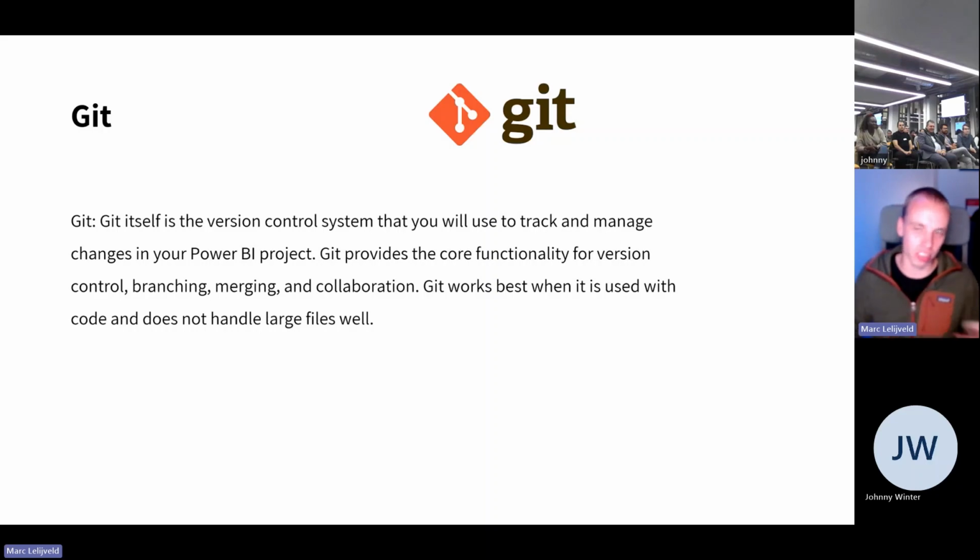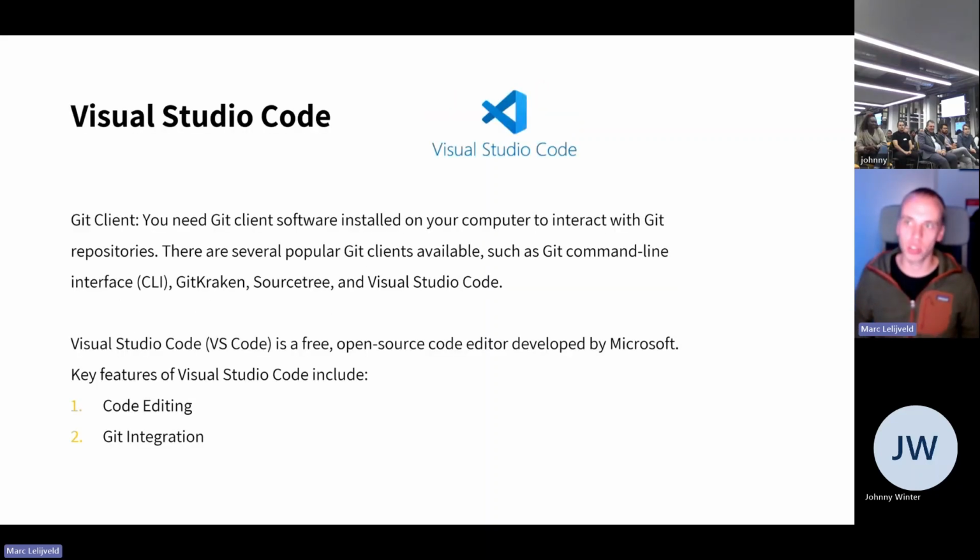So that's the generic concept around Git. Then the tool that we're going to use is Visual Studio Code. Visual Studio Code is just a client that can work with Git. So you need software on your computer that connects with Git, and in this case, we're going to use Visual Studio Code. You can also use Visual Studio Code to really change your Power BI solution, but you don't have to. You can still keep on using Power BI Desktop for that.